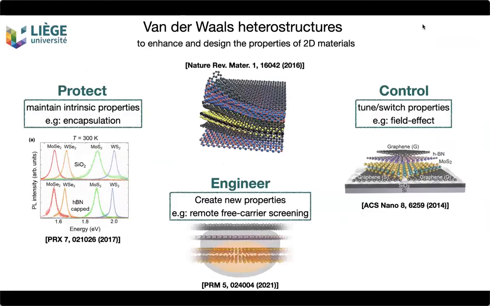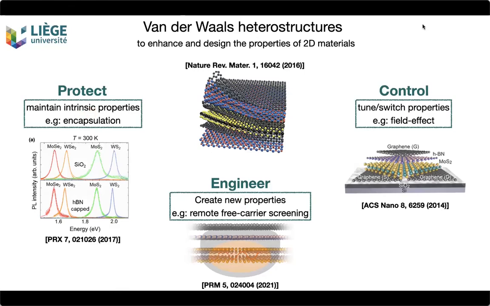Okay, so van der Waals heterostructures is a game that a lot of people are playing these days. The game is to stack 2D materials that are bound together with van der Waals forces, and each material should bring some functionality or be a way to enhance and design the properties of the whole. It's probably not exhaustive, but here I've tried to put three big categories of the type of things you can do by adding 2D layers around a 2D material.